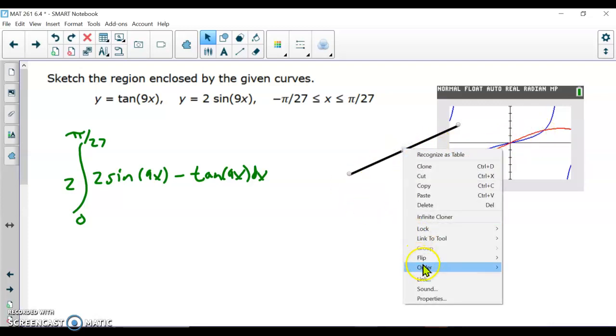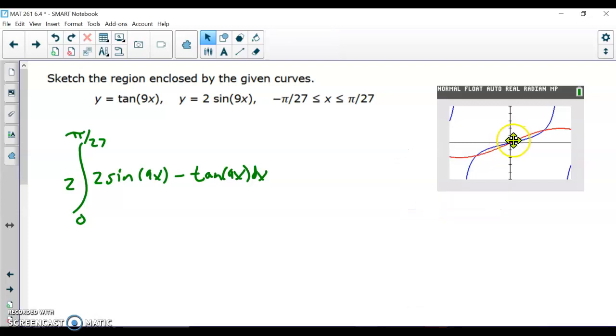So we can just simplify the work a little bit. Well, we are using symmetry. We're finding the area of this piece here and doubling. You could just as well go from negative root 27 to 0 if you'd like, but you have to invert the order of these two terms. In either case, we're finding the area from 0 to pi over 27. And again, we got this sine function on top, that's the red, and then we've got the blue function down below, which is the tan function.